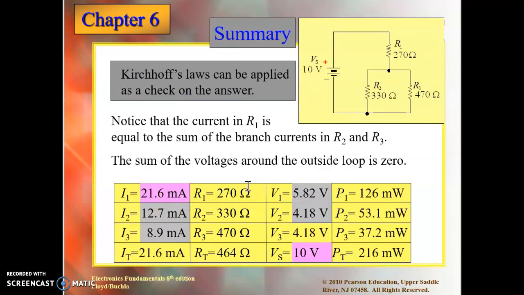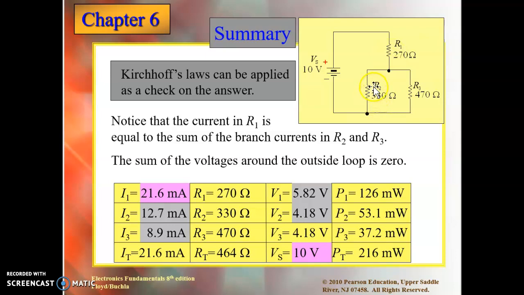So it says Kirchhoff's law can be applied as a check of the answers. Notice that the current in R1 is equal to the sum of the branch currents in R2 and R3. The sum of the voltages around the outside loop is 0. So here they are saying that R1 is in series with the source, so the current in R1 has to be the same as I total.